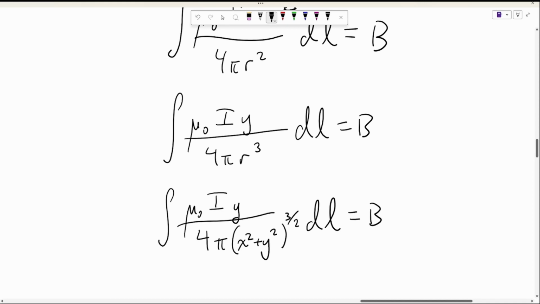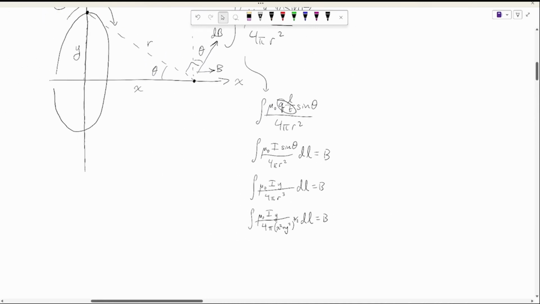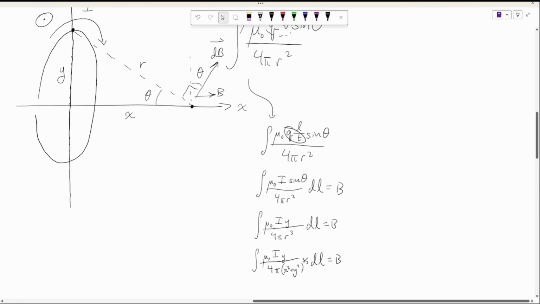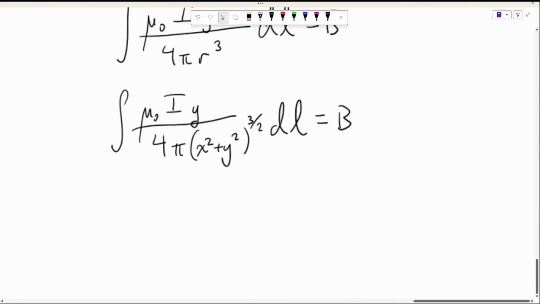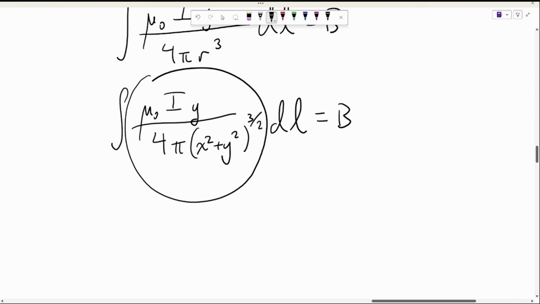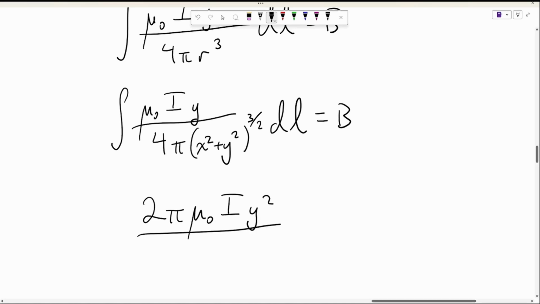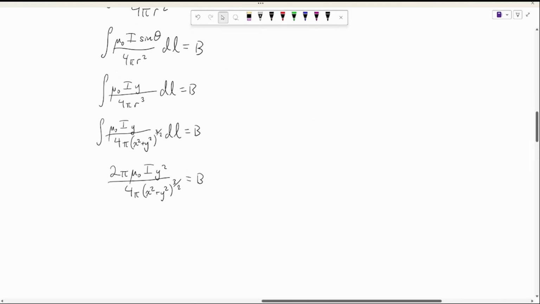And then when you integrate around the circle, the integral dl just becomes the circumference of the circle, which is 2 pi r, or actually in this case the radius is y, so 2 pi y, since all of this stuff is constant as you go around the circle. So we can rewrite this to be 2 pi mu naught I y squared over 4 pi, x squared plus y squared to the 3 halves, is equal to B. So there you go.